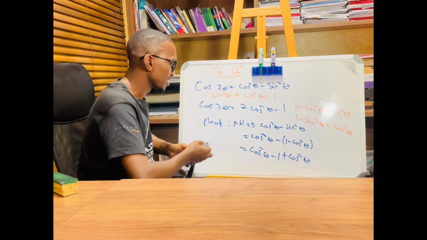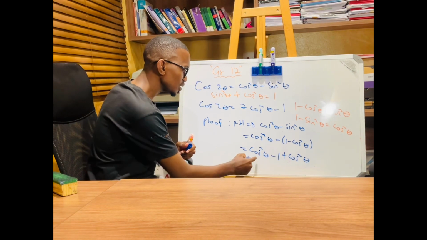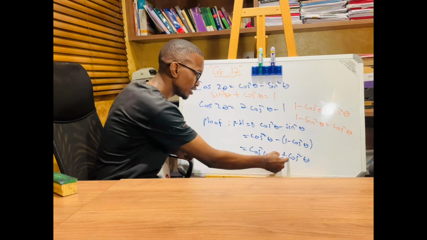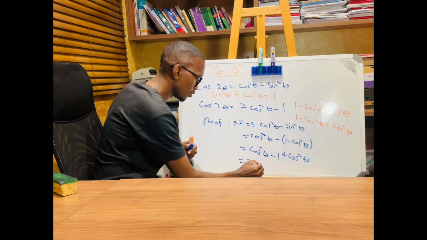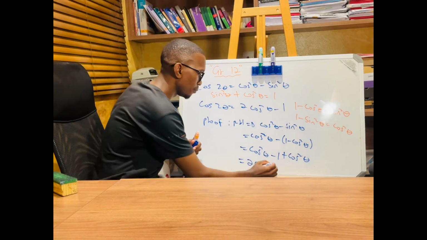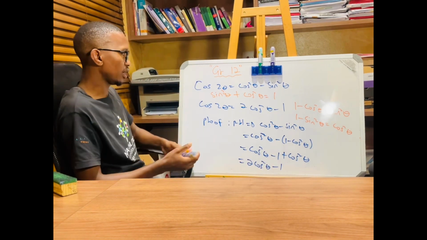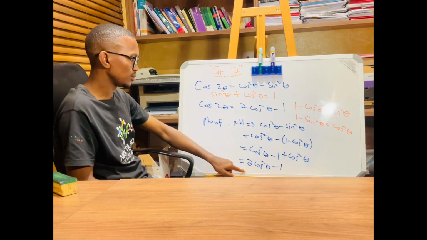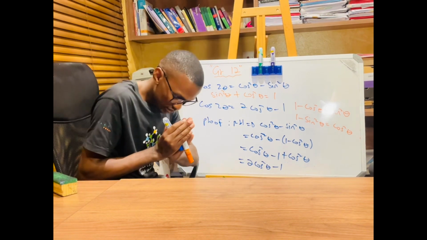Okay. Then cos squared plus cos squared is going to give us, the coefficient is 1, 1 plus 1, 2 cos squared theta, because we add like terms, minus 1. Guys, I've proved to you that the double angle of cos equals this. You can see.